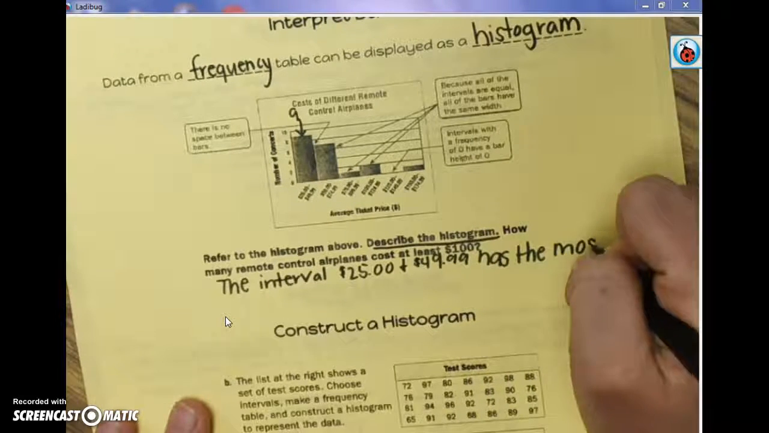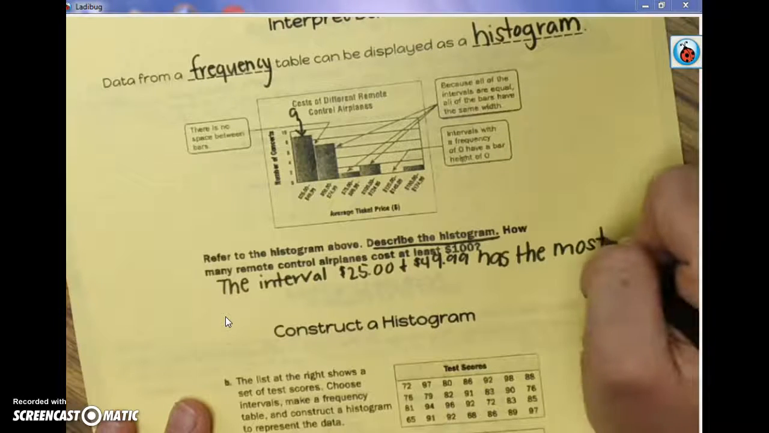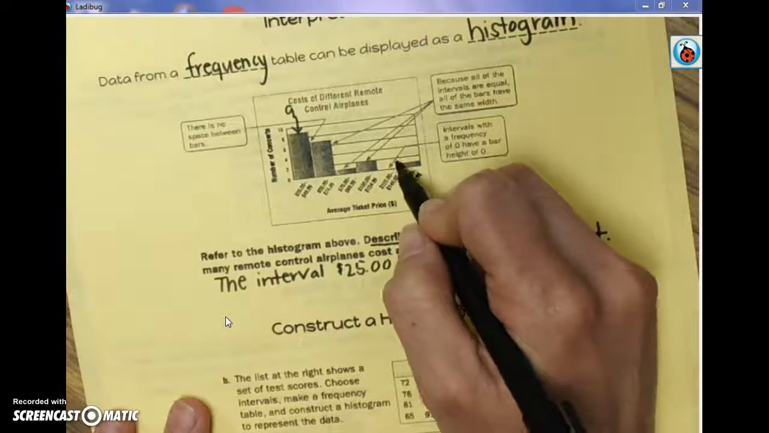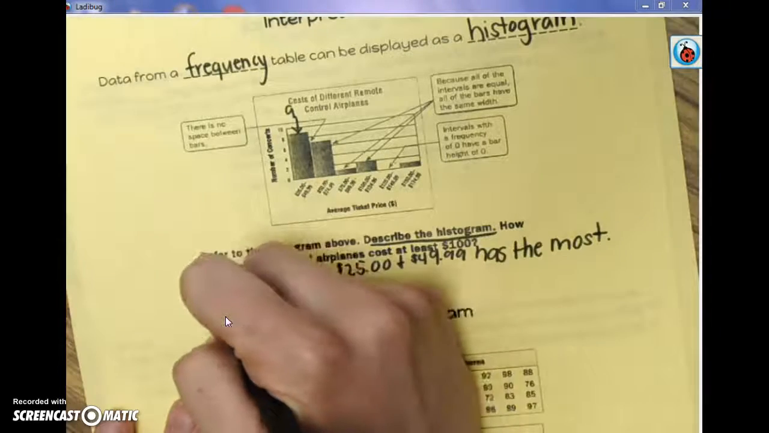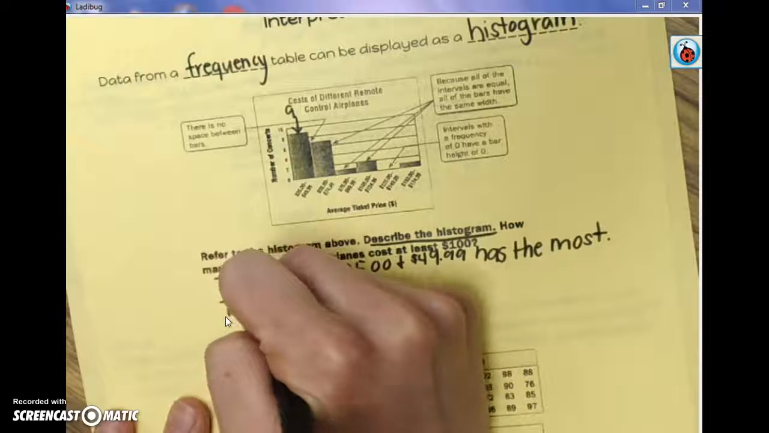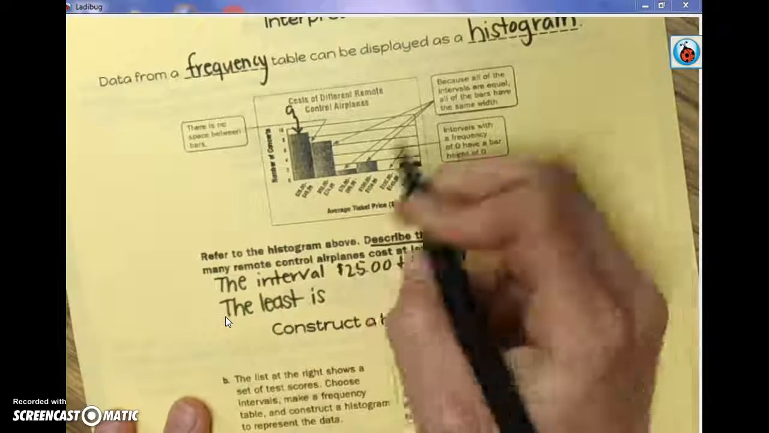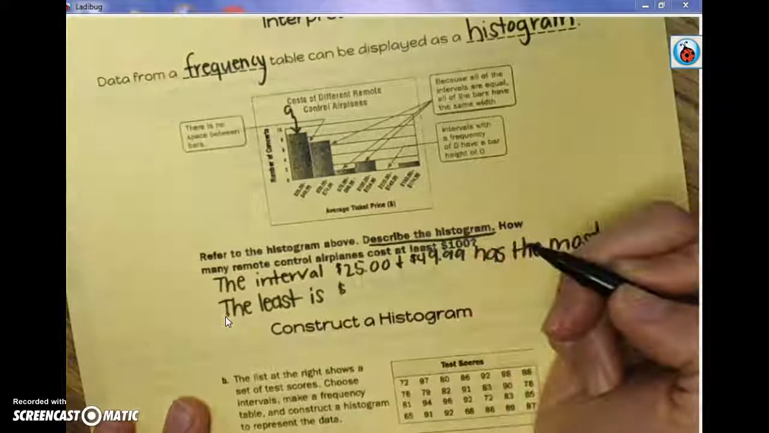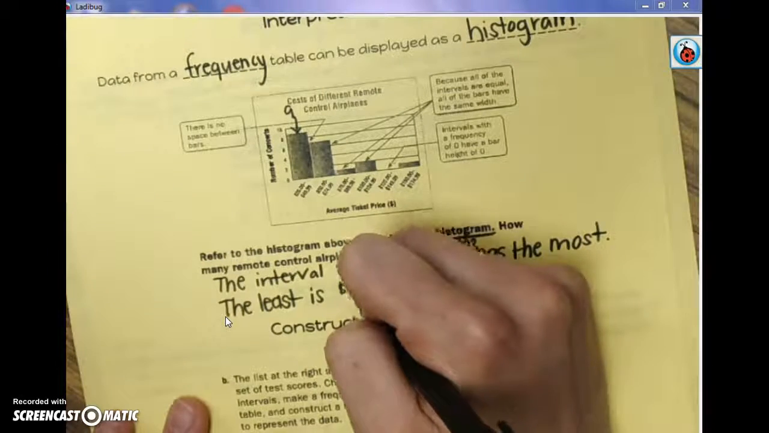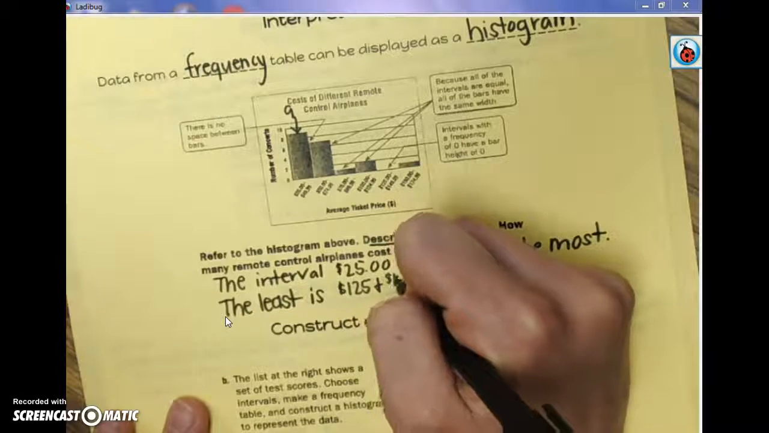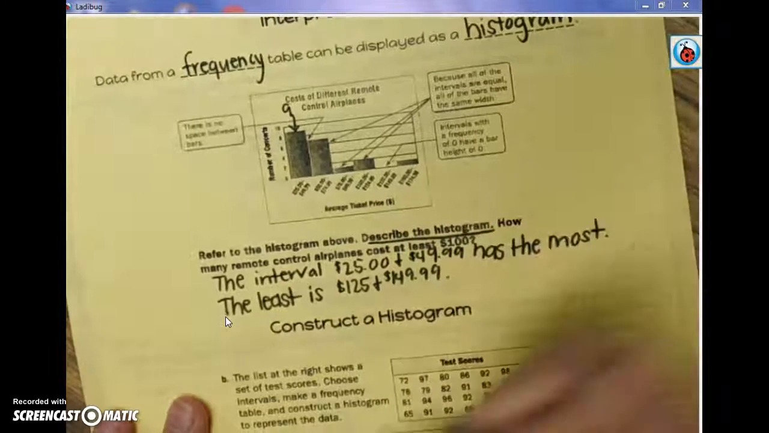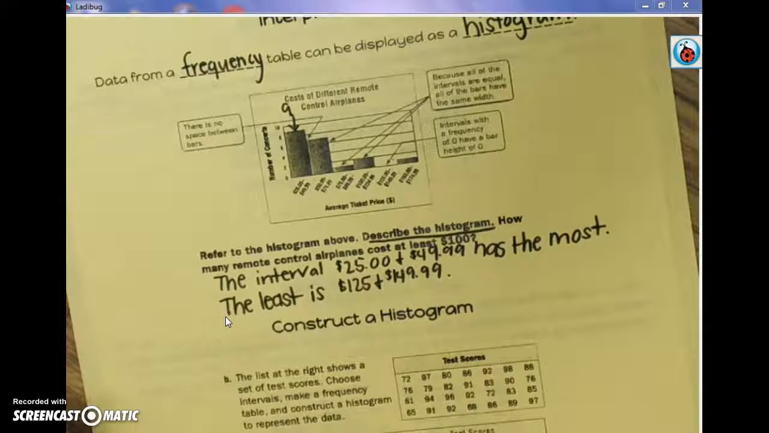If I said the most, which other one do I have to do? The least. In this case, there's none in the least, isn't there? So, the least is, what is that, 125 and 149.99. So, to describe, you told me the most, you told me the least. Is there any other question up there?